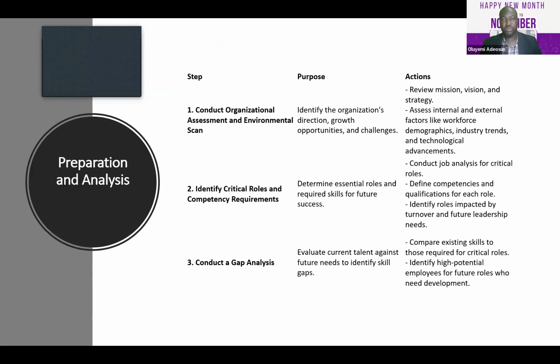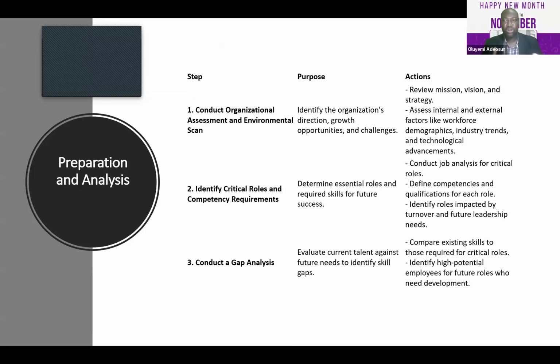The first thing is you need to conduct organizational assessment and environmental scan. You need to identify the organization's direction, growth, opportunities, and challenges. Okay, you want to review mission, vision, and strategy. If you don't know all this, you won't know the kind of people you need for future roles.